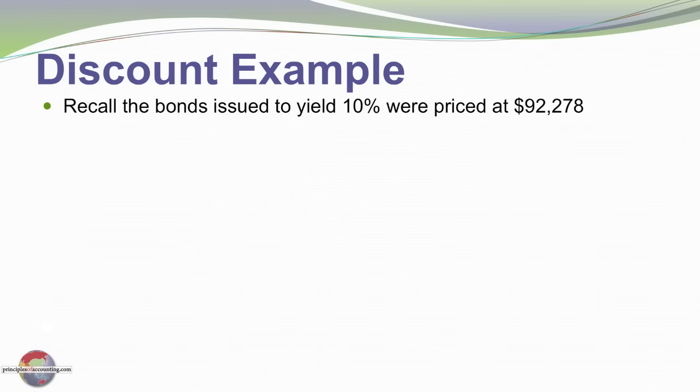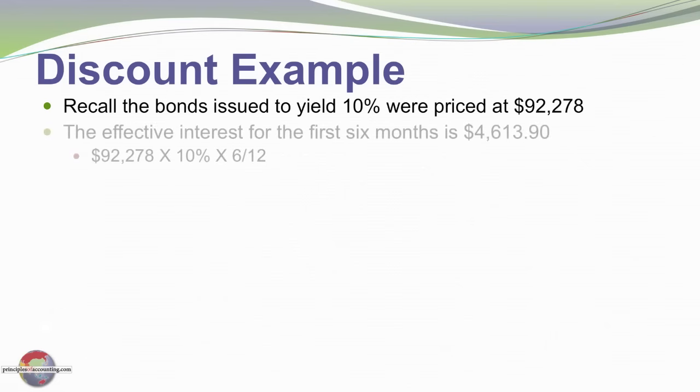We can repeat this process looking at a discount. We had another scenario where the bonds were priced to yield 10%, and that came out at $92,278. Now, the effective interest for the first 6 months is $92,278 times 10% for half a year.